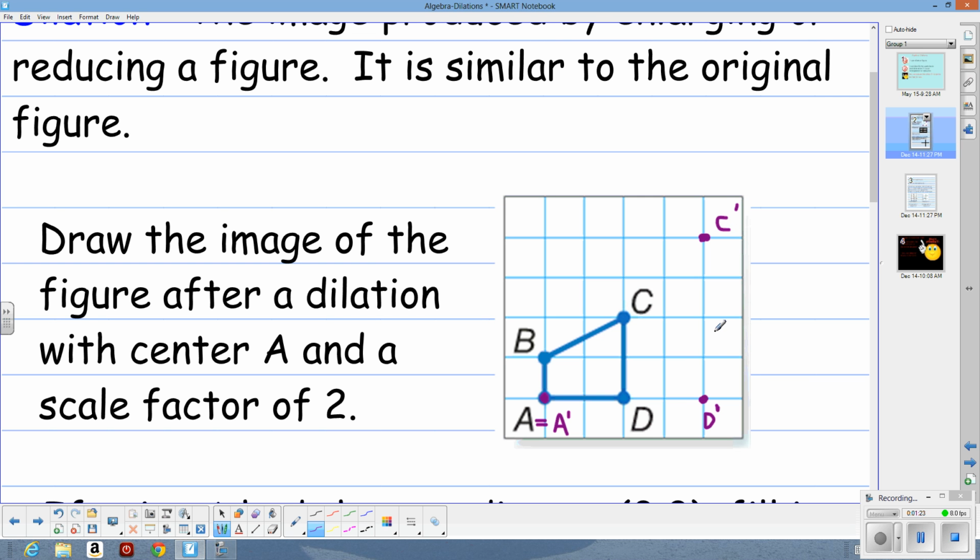And then straight up from A, B was 1 unit away, so now we're going to make that 2 units away. So we're going to label B prime right there. Now let's go ahead and connect these with line segments. This new image has side lengths that are twice as long as the original.